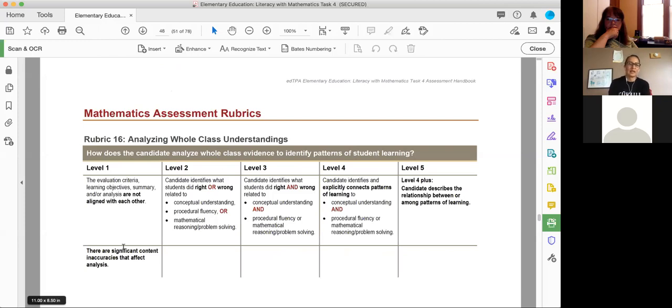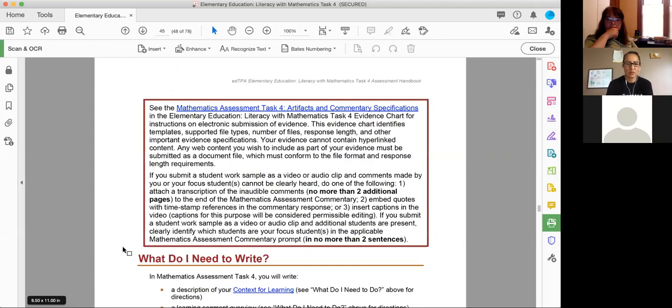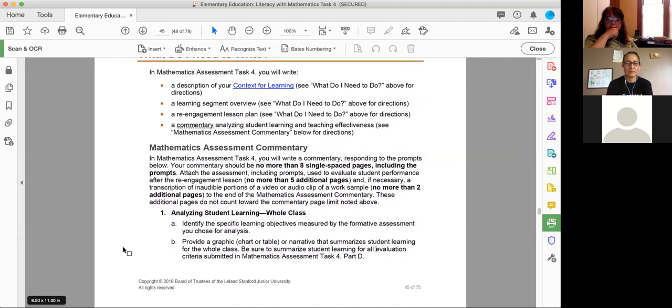And that's why I say alignment is so crucial, because you could write everything out after that, but if there's no alignment there, then you're going to get a score of 1. So make sure that's all aligned.